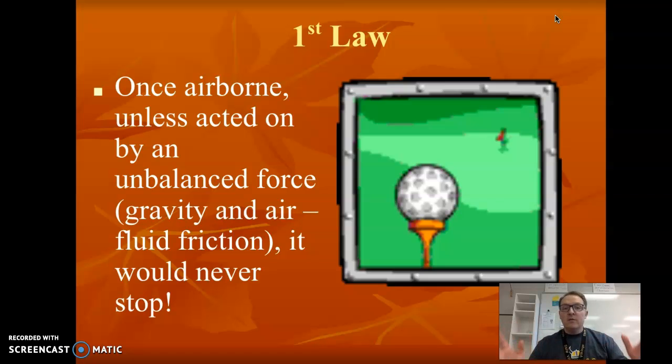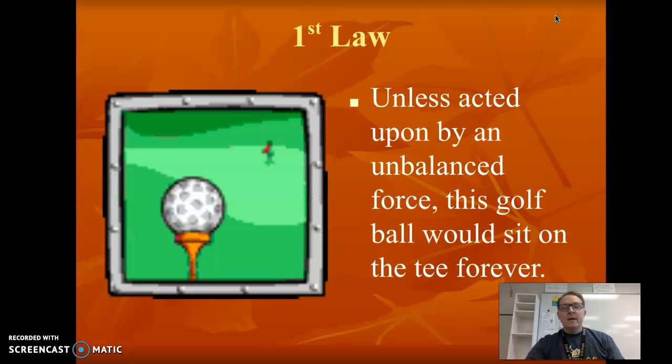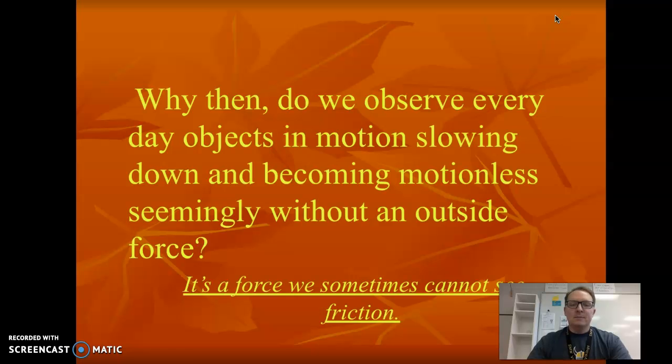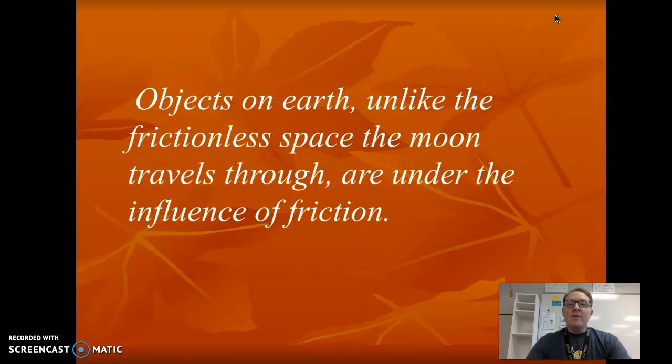But if you took away all those forces, that golf ball, like in outer space, would just keep going forever and ever and ever. So if there's some unbalanced force, that will make it move. And a force at its basic definition is just a push or a pull. And that's it. No reason to complicate it any more than that. Okay? So why do things on Earth slow down?